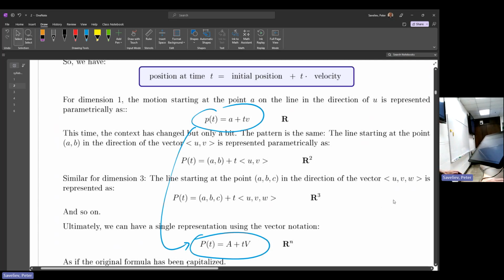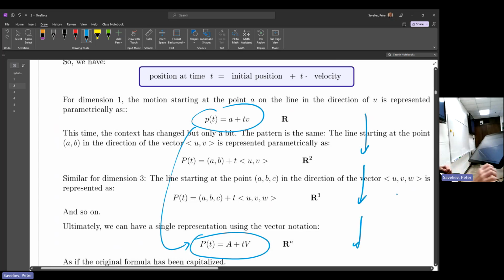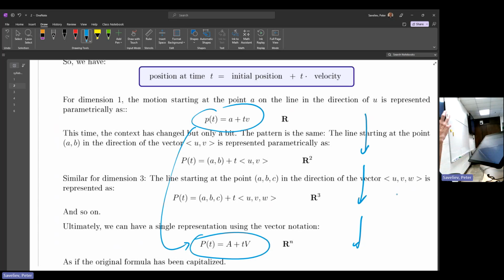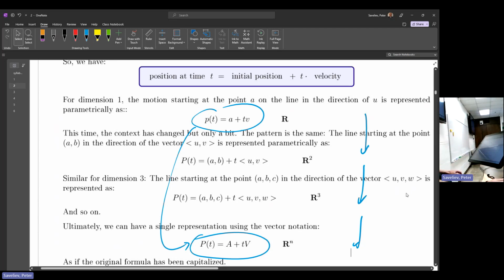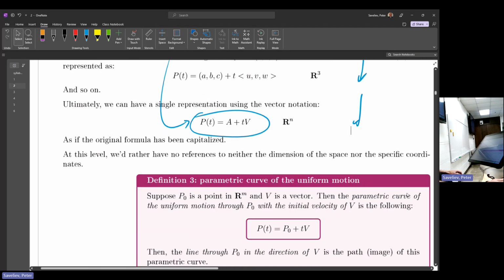Harder to imagine or visualize, but nonetheless, if we go carefully through these steps, then this will not really constitute a big problem anymore, because every visualization that you have in your mind will probably be 2 or 3 dimensional. Okay, so parametric curves of uniform motion.